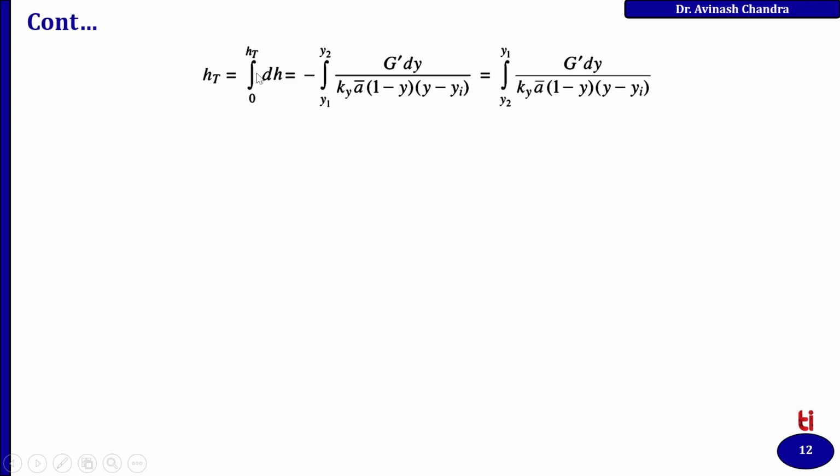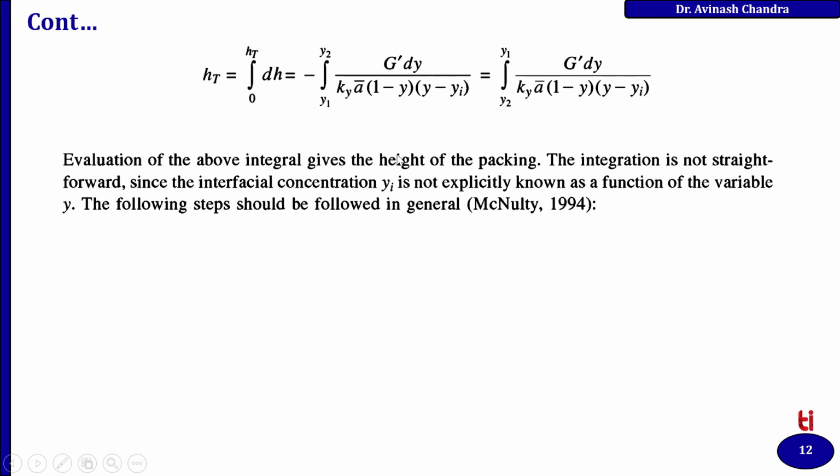So integrating from 0 to HT, where HT is the total height of the column, HT equals the integral from Y1 to Y2 of -G'dY upon Ky A (1 - Y)(Y - Yi). So we will obtain this quantity, and evaluation of the above integral gives the height of the packing.